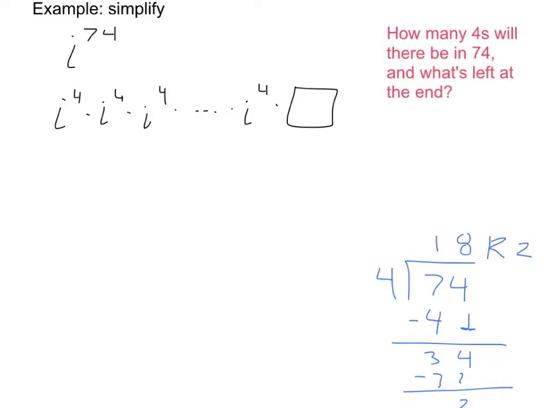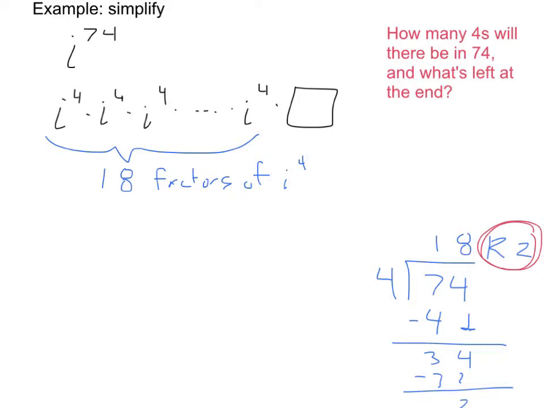So what's significant about that? What's significant about it is that when we're doing i to the fourth times i to the fourth times i to the fourth, and so on, there are going to be 18 factors of i to the fourth. And what will be remaining on the end is that there will be 2 factors of i left over. What this means is I'm going to have i to the fourth 18 times, and then an i squared on the end.